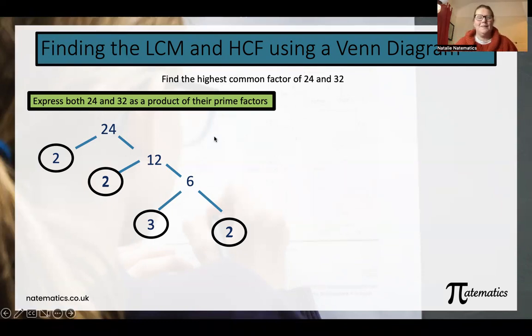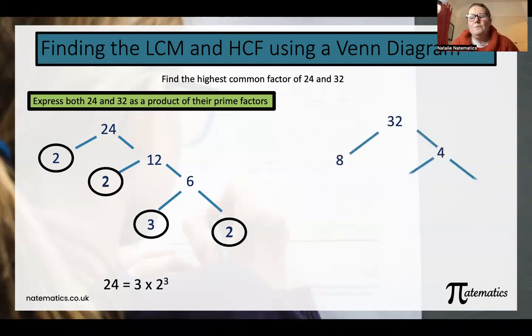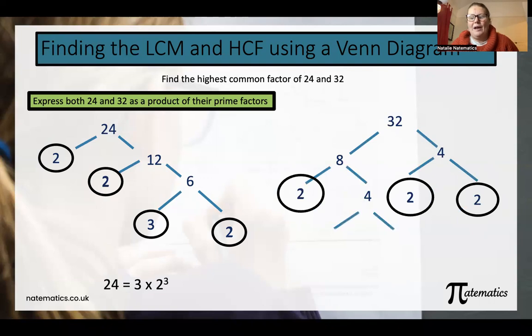No, you don't. You just have a different shape tree. Okay, so we can say that 24 is equal to 3 times 2 to the power 3. Notice I've given that an index form there. All right, so 32 is 8 times 4. No prime numbers there, so we carry on. And then we stop when we have prime numbers and we circle them.